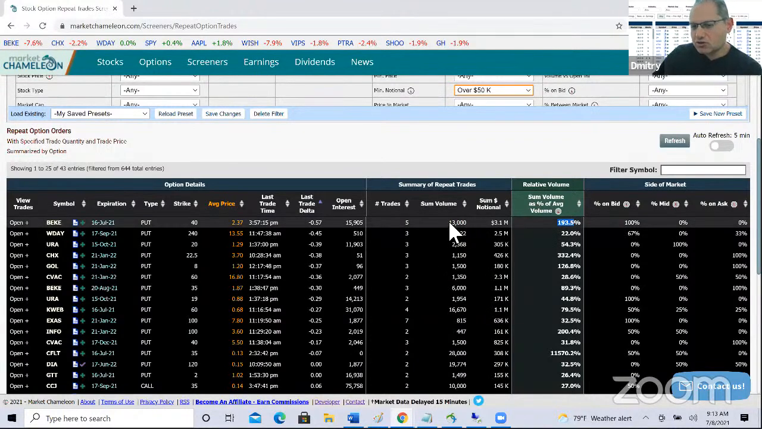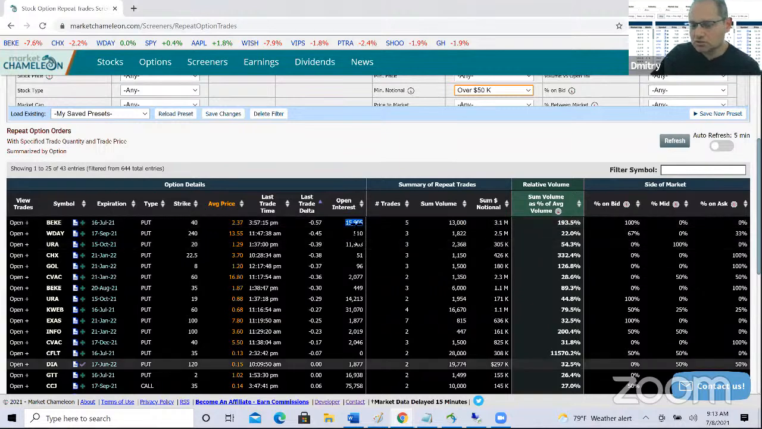I'm also seeing that 13,000 contracts traded, but the open interest in the morning, remember open interest, we only get in the morning. We don't know what the new open interest is until the next day because the OCC open interest is based on settled end of day trades. So the open interest in the morning was 15,905, 13,000 contracts traded that day.